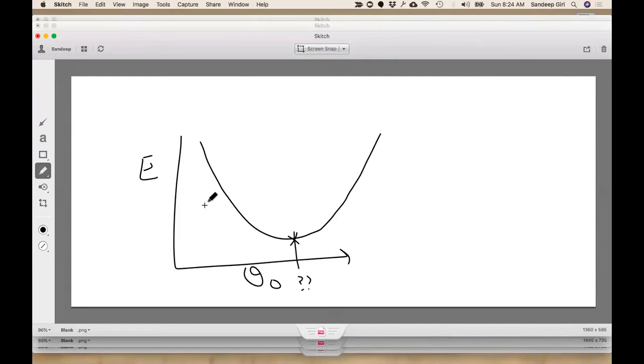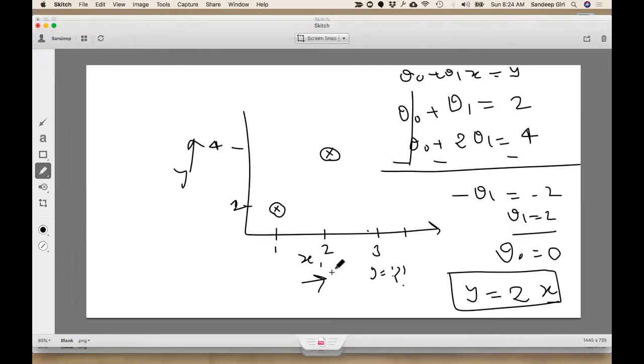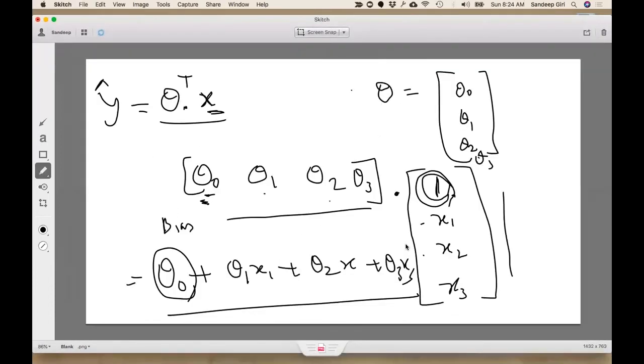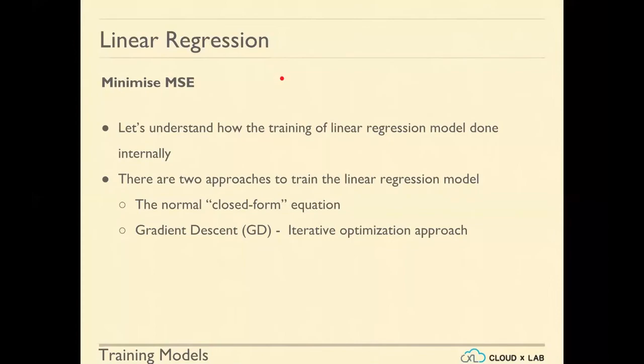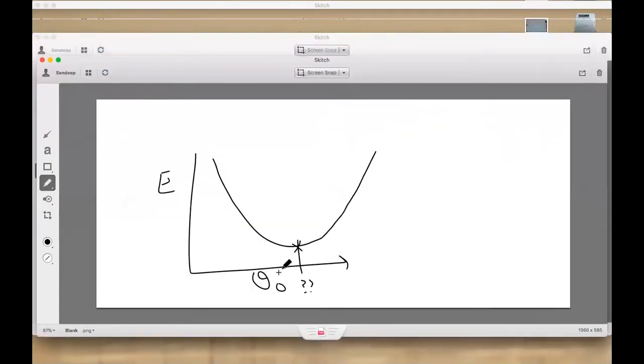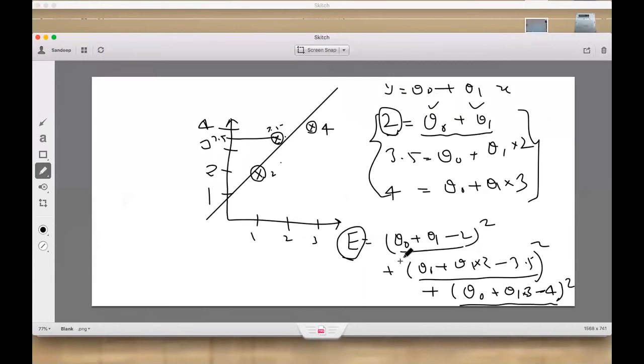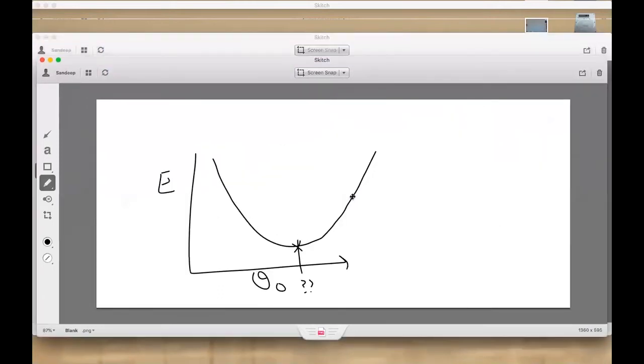Correct? Is it clear? So let's say this is my error. It has some relationship with theta, and it is definitely a square one, so it's kind of a parabola. It's going to be like this, right? Now, let's say we want to find out that value of theta on which this E is minimum. How would we go about it? Anybody? So here at this point, the slope is how much? Positive or negative?